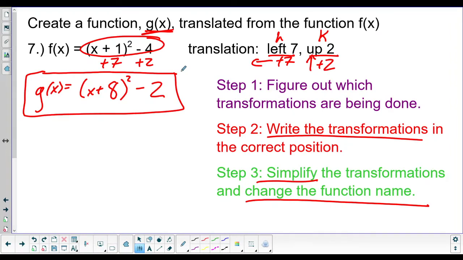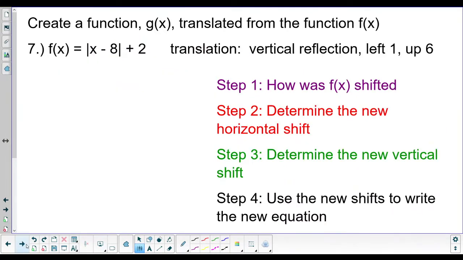Not too bad. Easy peasy lemon squeezy. I believe in you guys. You can do this. Let's try another one.